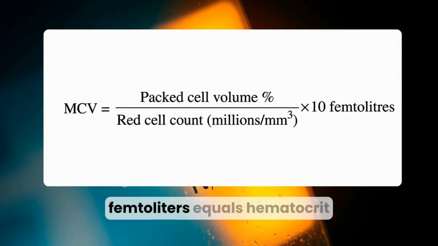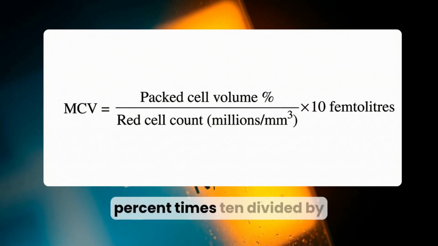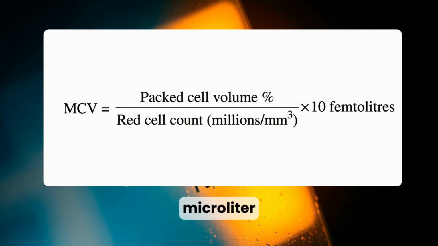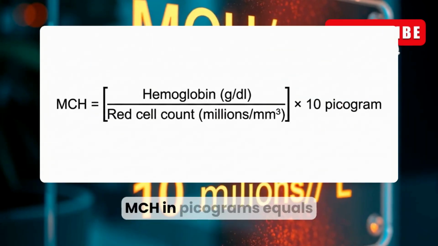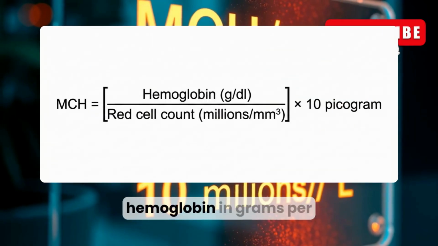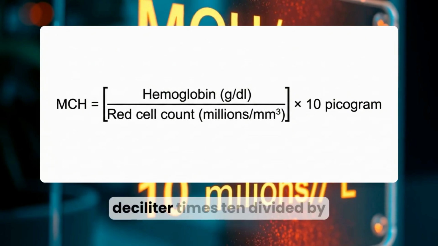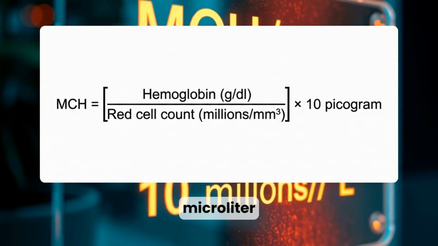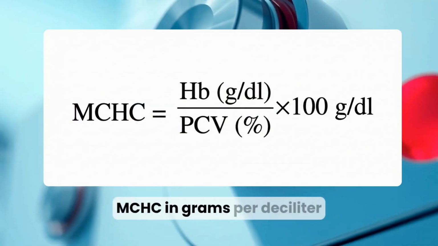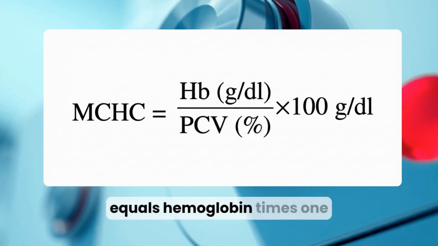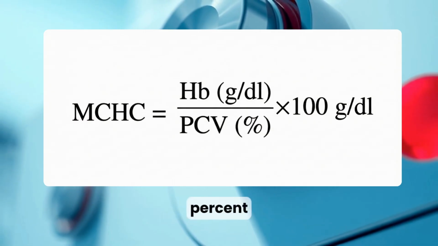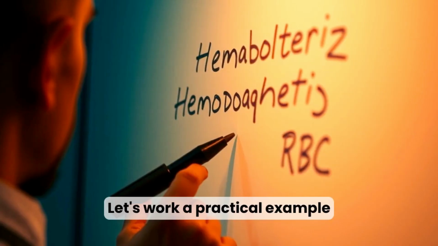MCV in femtoliters equals hematocrit percent times 10 divided by red cell count in millions per microliter. MCH in picograms equals hemoglobin in grams per deciliter times 10 divided by red cell count in millions per microliter. MCHC in grams per deciliter equals hemoglobin times 100 divided by hematocrit percent. Let's work a practical example.